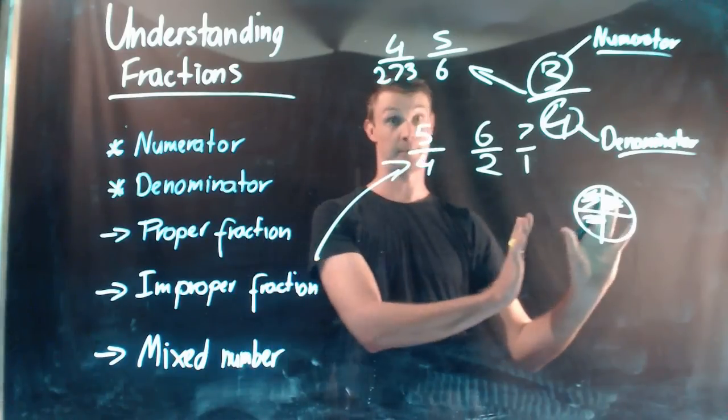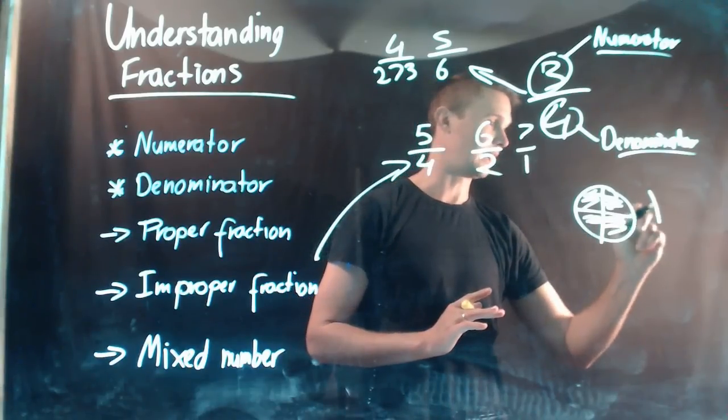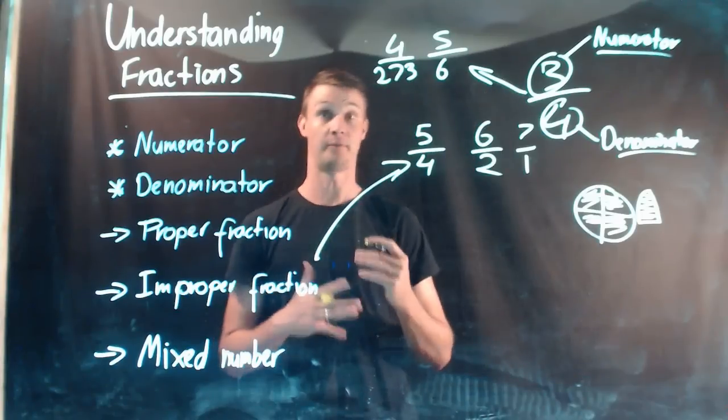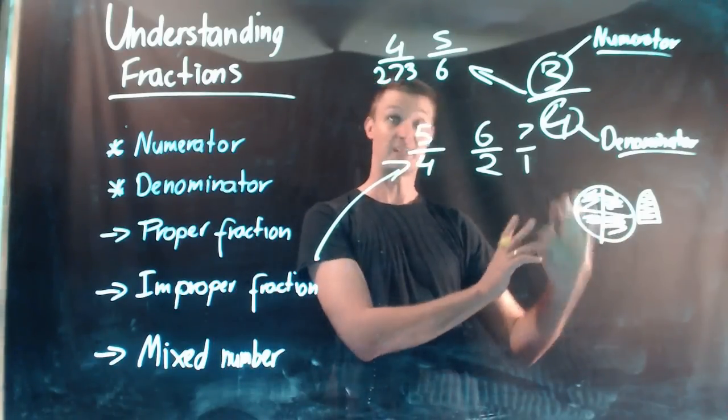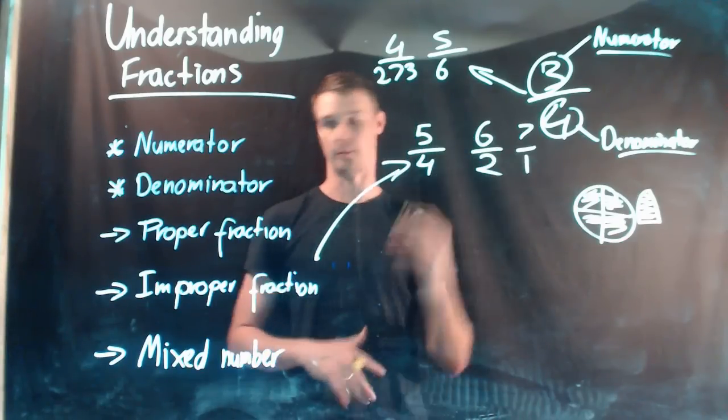So if we had just the pizza example, so we're going to use 5 over 4, what if we ate 5 parts? If we ate 5 parts of the pizza, you can see that we've eaten a whole, and then we've also got a part there as well. So that's why that's called an improper fraction.